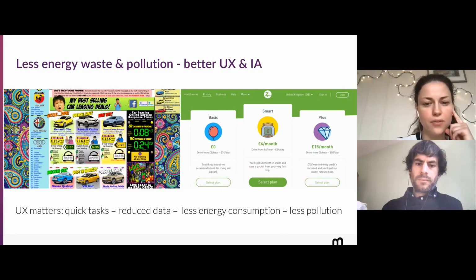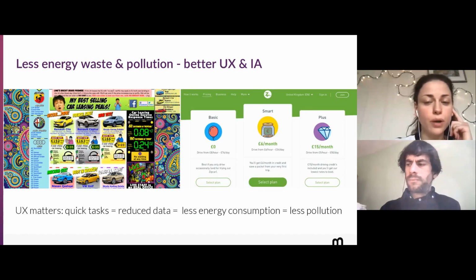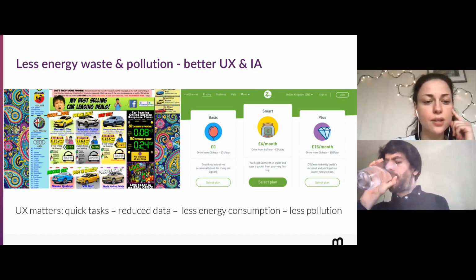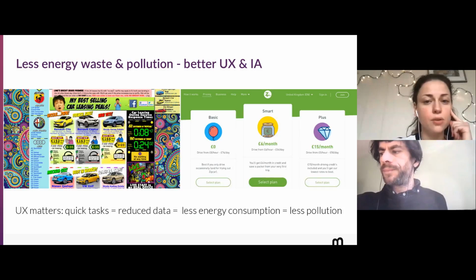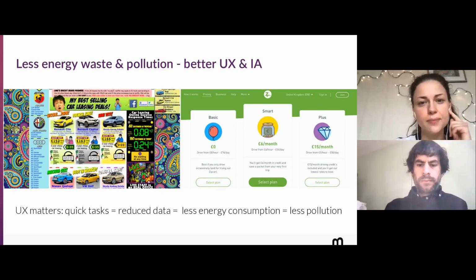So one of them is, believe it or not, better UX and information architecture. So let your users complete their tasks as quickly as possible and find the right information as fast as possible on your website or app or any other service that you provide digitally. That will reduce the really costly data and therefore will require less energy and create less pollution. Because as Pete mentioned earlier, digital products, digital services create quite a lot of waste, energy waste, and therefore pollution, especially if it's not run by renewable energy providers.